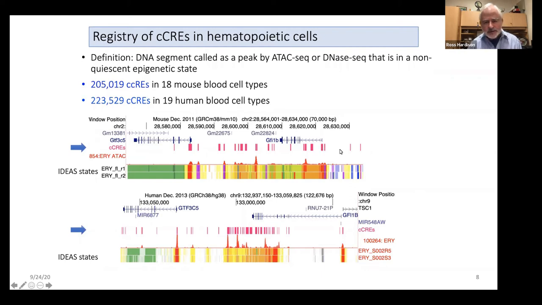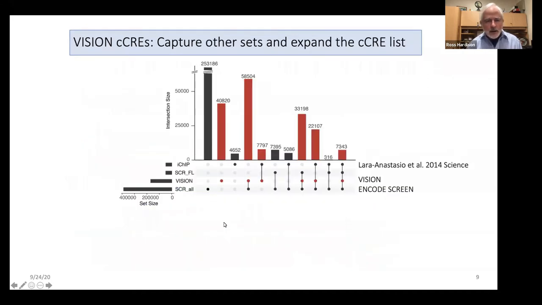And you can see similar patterns in mouse and in human for the same locus that we were just looking at, a substantial accumulation of these elements, both within and between the genes. Looking more broadly, we ask, how does our collection of VISION cCREs compare with earlier catalogs of blood cell enhancers?